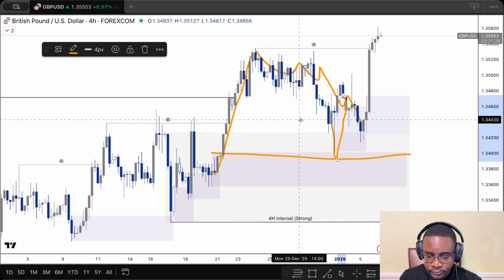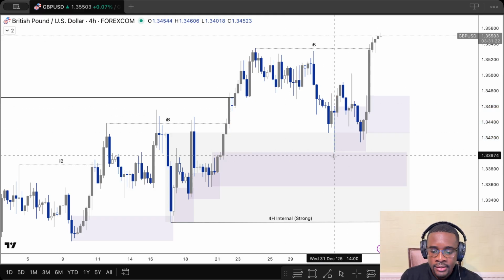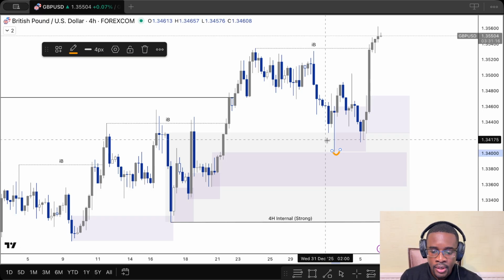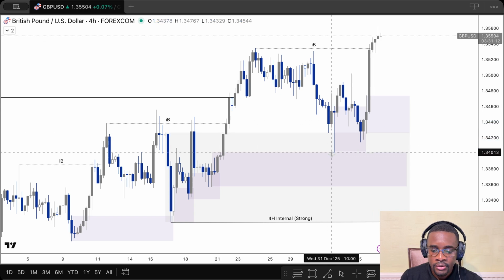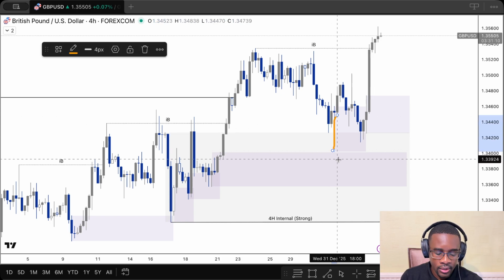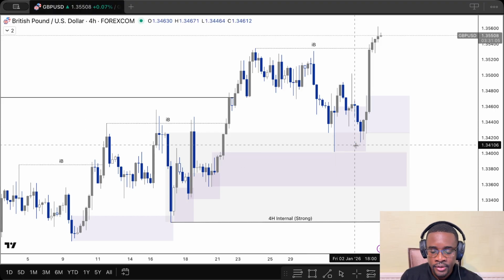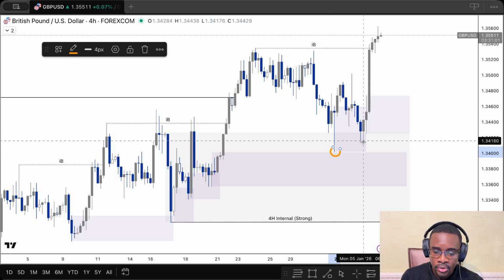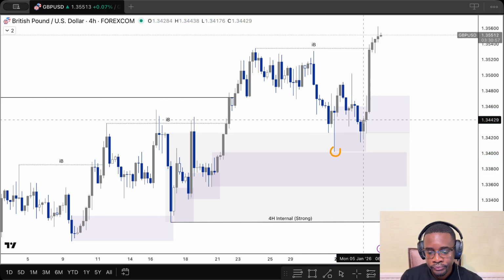And then again, it didn't quite tap into our demand zone. But when you see a large reaction like this wick, this very strong wick, which shows a very strong rejection, it gives you an indication that there is demand stepping in and price is willing to push higher.